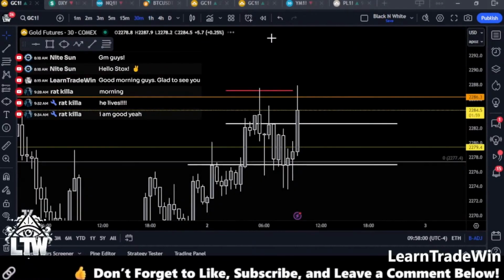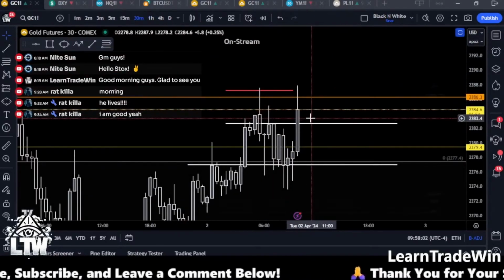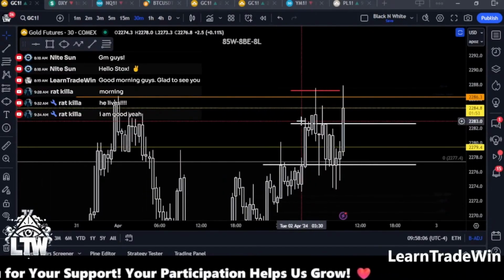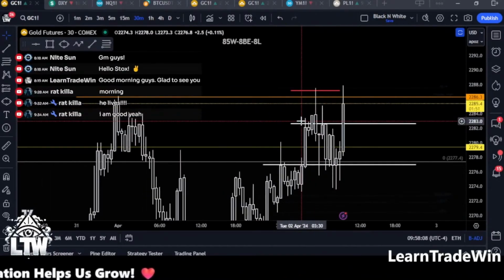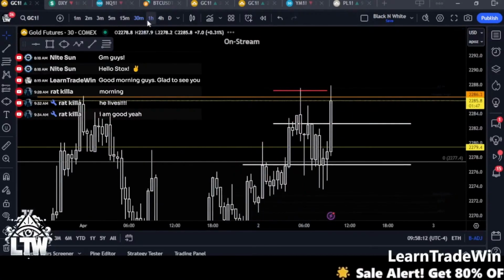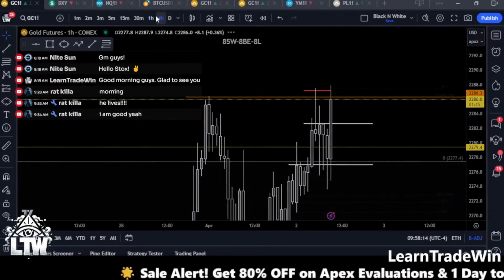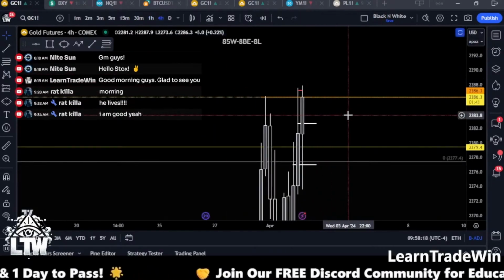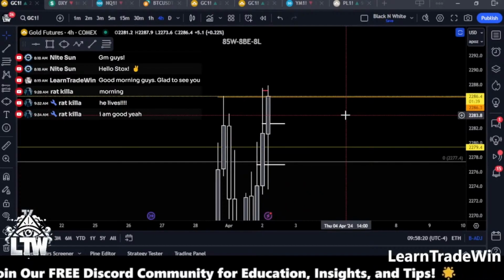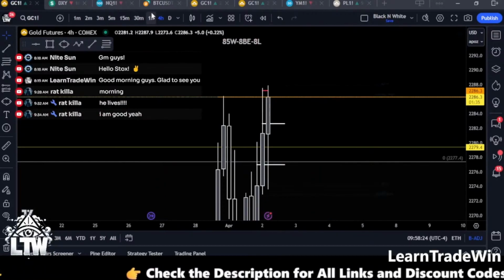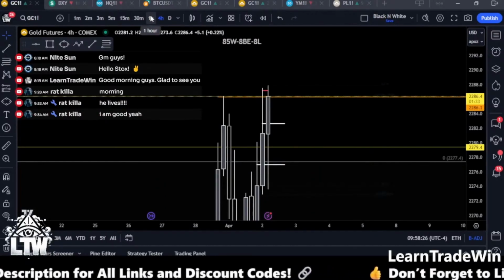That's why we're always looking for the reactions. But we definitely want to see that, because this is a tough area. There's a lot of resistance here. Hour closing too.